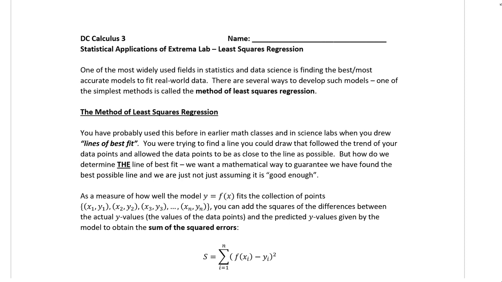One of the most widely used fields in statistics and data science is finding a best fit model when looking at real-world data. It's very important to many people to analyze situations and be able to predict how things are going to come out, whether you're manufacturing something, trying to figure out if you need more of this, less of that. In many different professions, people are looking at data and trying to make some predictions about what the future will hold.